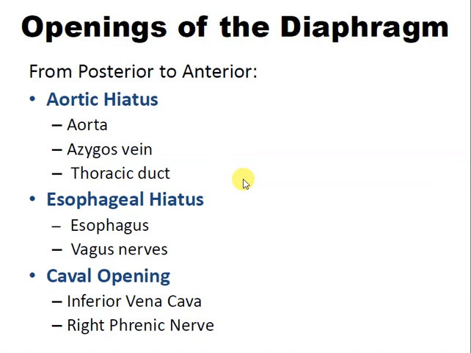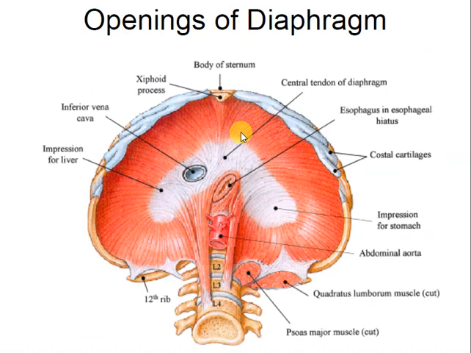So in the diaphragm we have many structures. We have the aortic hiatus, the esophageal hiatus, and the caval opening. The caval opening transmits the inferior vena cava and the right phrenic nerve. So it is the vena cava and a nerve. The esophageal hiatus is the esophagus and vagus nerve. While the aortic hiatus is the aorta, azygous vein, and thoracic duct. So these are things you need to know, know in your head, know completely. They are very important for your knowledge of anatomy.